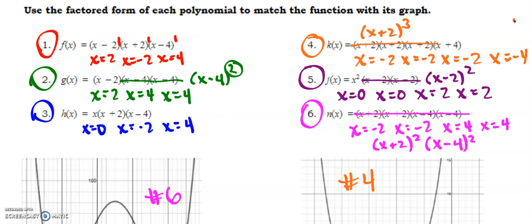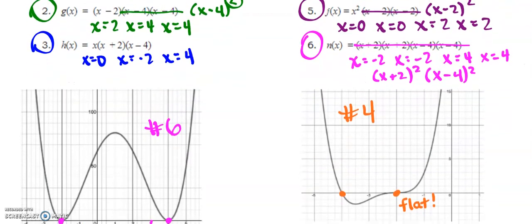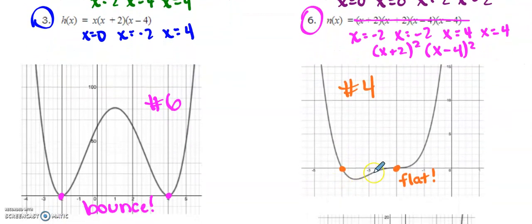So I found x plus 2 had a multiplicity of 3. So that 3 is odd, which means I'm going to cross through, but it's greater than 1, so I'm going to flatten out slightly. So I came up with this graph, it was number 4, because right here, I kind of smooth out or flatten out at that negative 2 root.